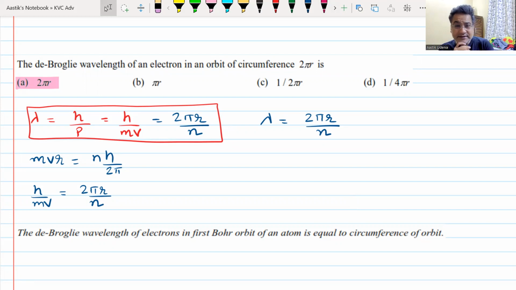Do we understand this? Yes, sir. So if this question would have been given in such a way that an electron is moving in the fourth orbit, the radius of the orbit is r. What is the de Broglie wavelength? The answer would have been 2 pi r by 4. Do we understand this? Yes, sir. I'll give you 2 minutes to note this down.